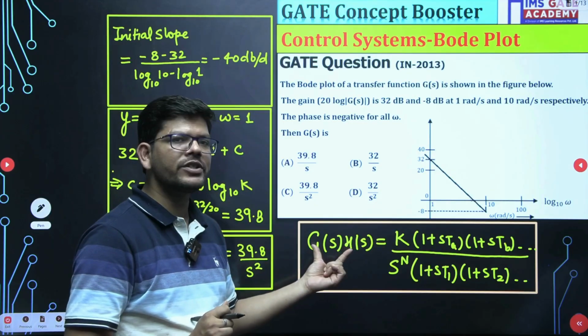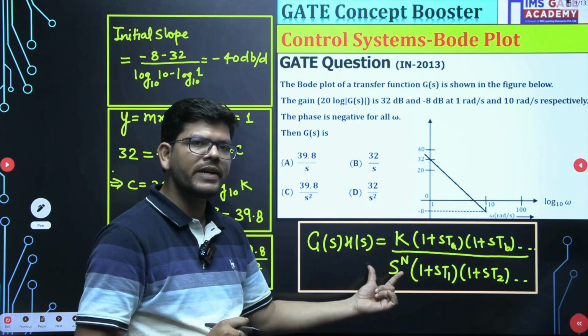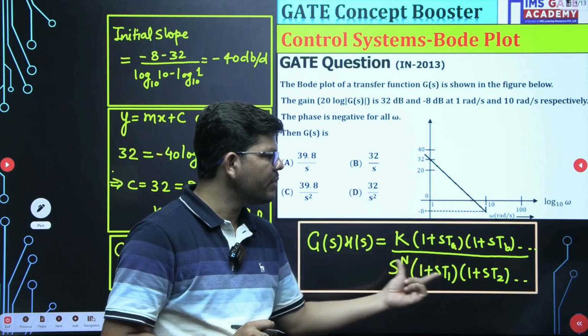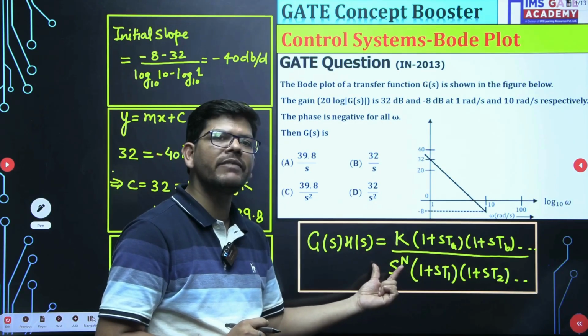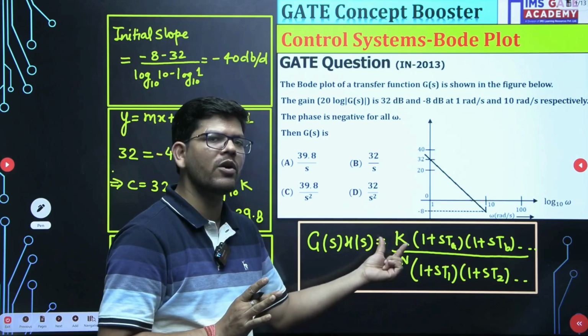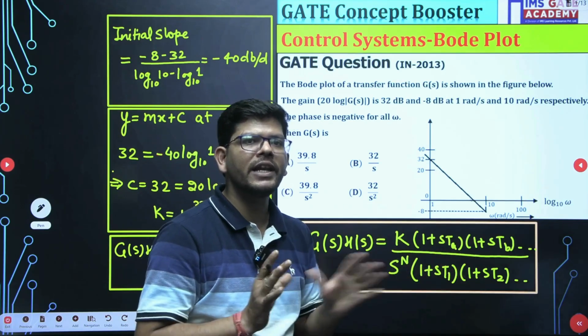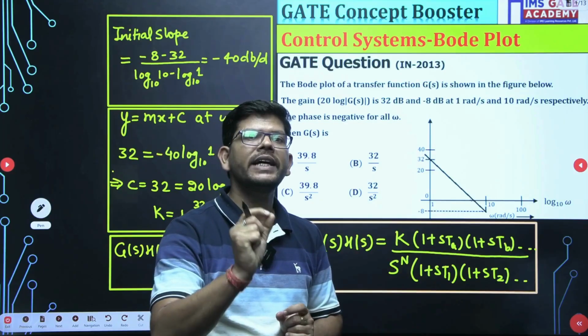An ideal open loop transfer function may have this form: K upon s to the power n, and you may have zeros and poles, right? This s to the power n will contribute the number of poles at the origin, correct? K is a constant. These are the simple zeros, and these are the simple poles. Now, first of all, you will determine the initial slope.